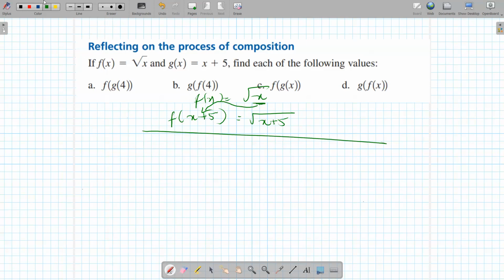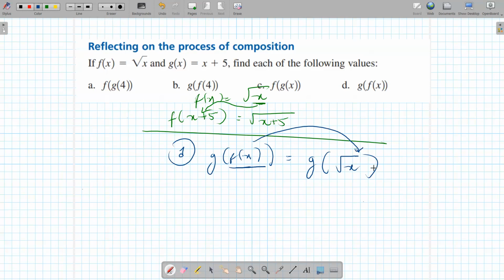Same idea for D as well. So they want us to find g of f of x. We know f of x by itself is root x, so replace f of x with root x. If g of x is x plus 5, what's g of root x? You just replace the x with what we have in the bracket. Right now we have root x, so it's going to become root x plus 5. And there you go, you're done. Cool?